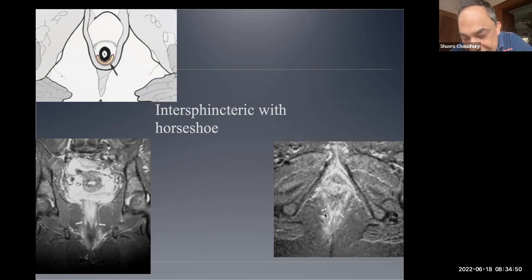I know that you are struggling. I'll try to show you my good pictures. If I can show you, I'll see. So this is the external sphincter. Here is the horseshoe hyperintensity. And here is the primary tract, which is an intersphincteric tract.